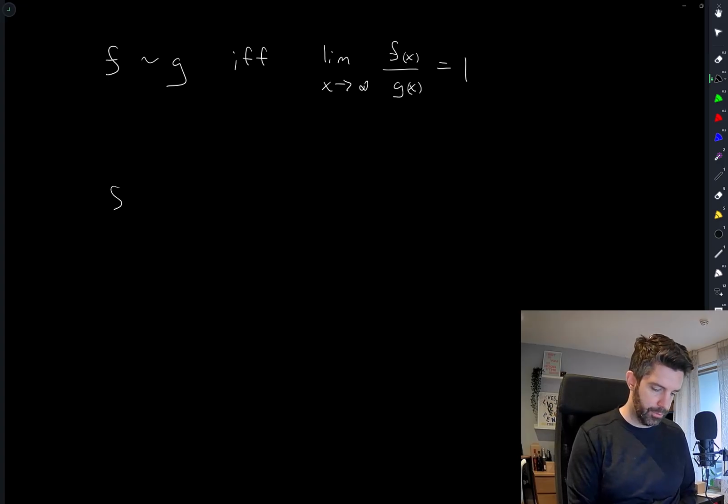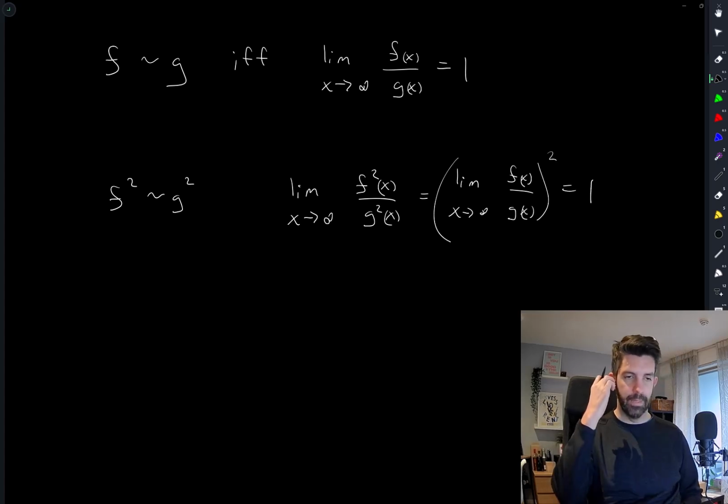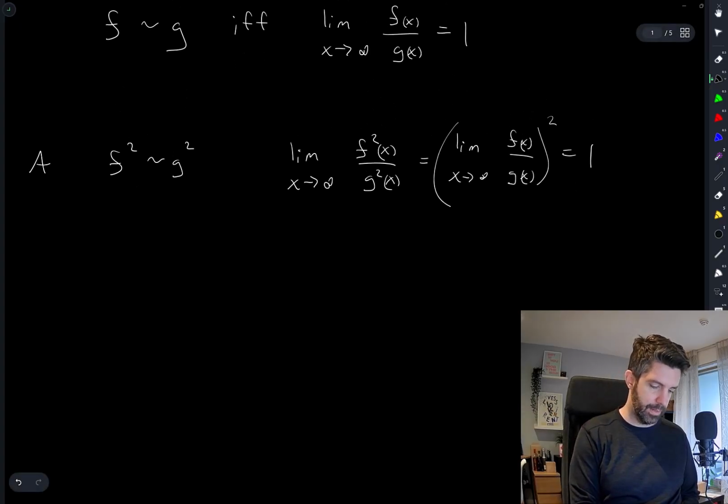Okay, so let's talk about f squared equivalent to g squared and see if this is correct. Well, is it true that the limit as x approaches infinity of f squared over g squared is equal to 1? Well, if this limit exists, it's equal to the limit as x approaches infinity of f of x over g of x, squared, which is equal to 1. I'm convinced that that one will be correct. That was option A. So which of these is not a consequence? Well, that is a consequence, so that's the incorrect answer.